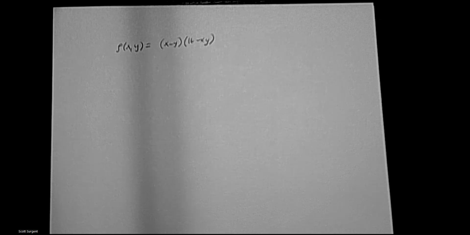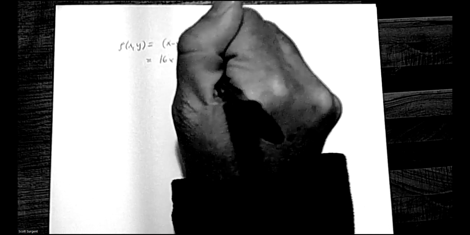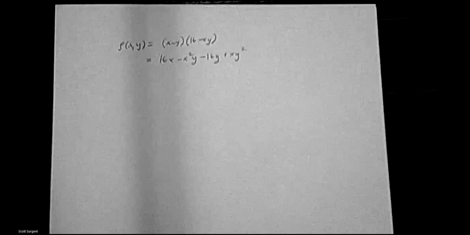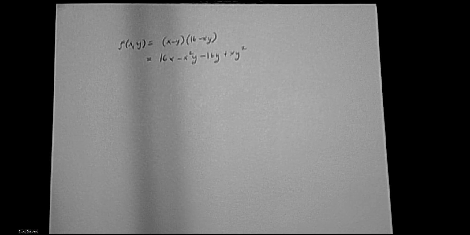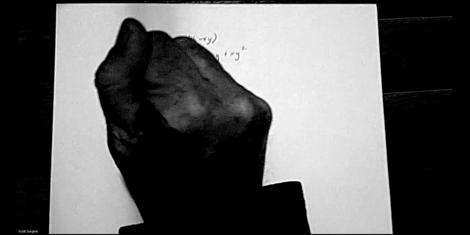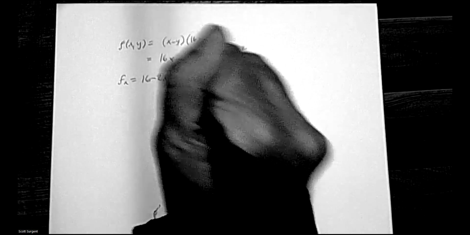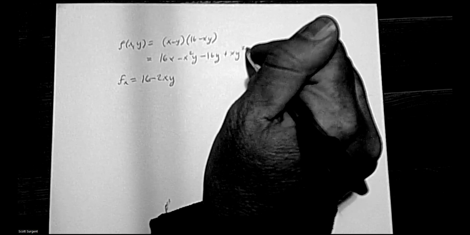Same deal. We want to find min, max, or saddle. I'm going to FOIL this out because I don't like messing around with it in this fashion. So I got 16x, take away x squared y, take away 16y plus xy squared. And then I'm going to do the same thing, partial derivatives. F sub x is 16, take away 2xy. That drops out. And over here we have plus y squared.